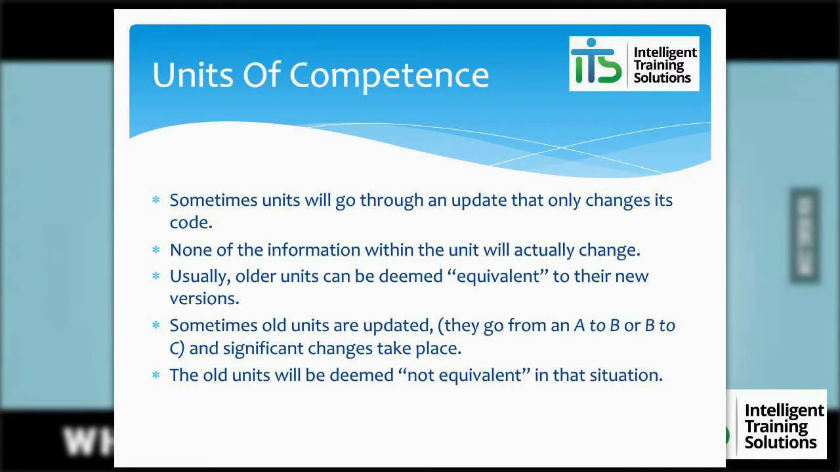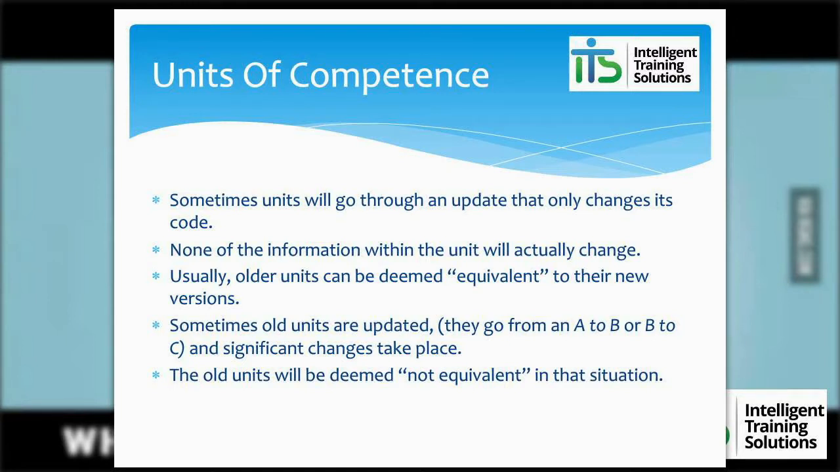Someone can come along and update their qualification. That particular unit, there's no work to be done. They'll be RPL'd, not direct credit transfer, but RPL'd for that previous learning because, hey, that old unit is the same as the new unit. Everyone's a winner. Sometimes, though, the old units are updated and they'll go from an A to a B or a B to a C. However, significant changes will have taken place. And in that situation, the old units will be deemed not equivalent.